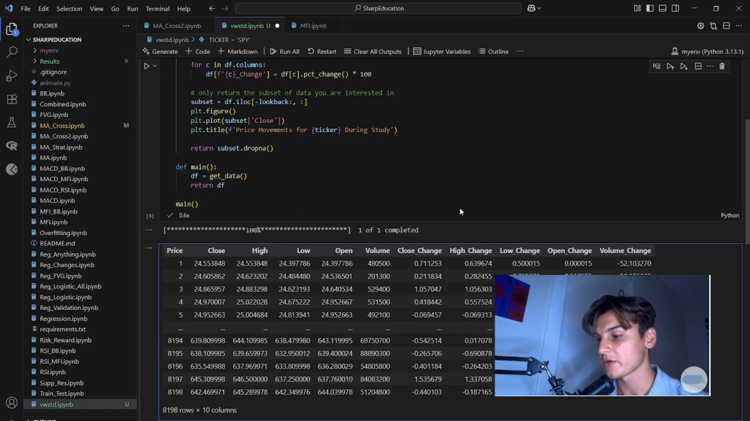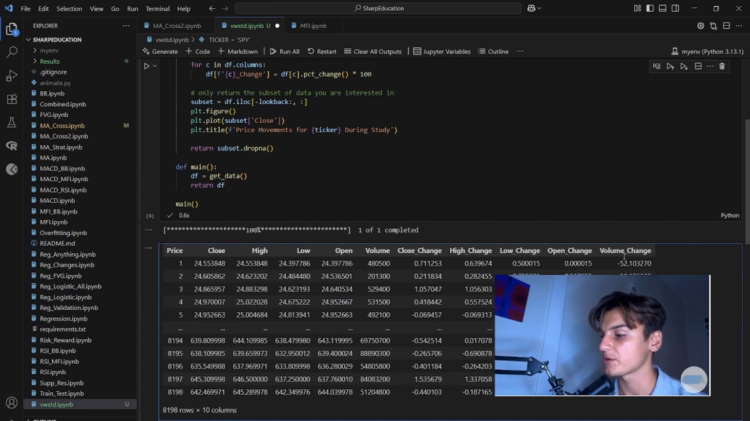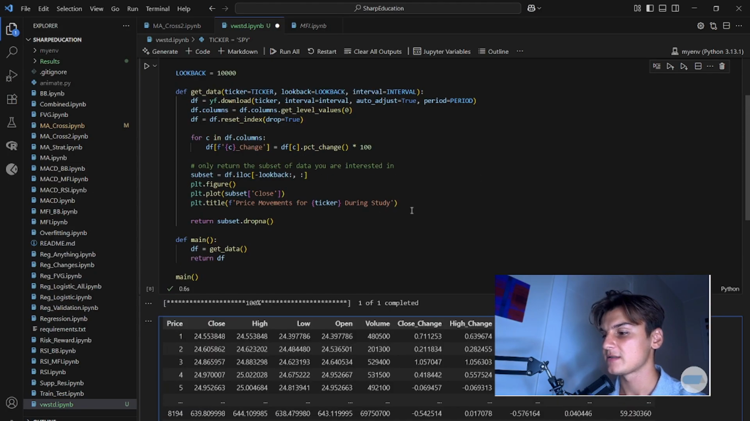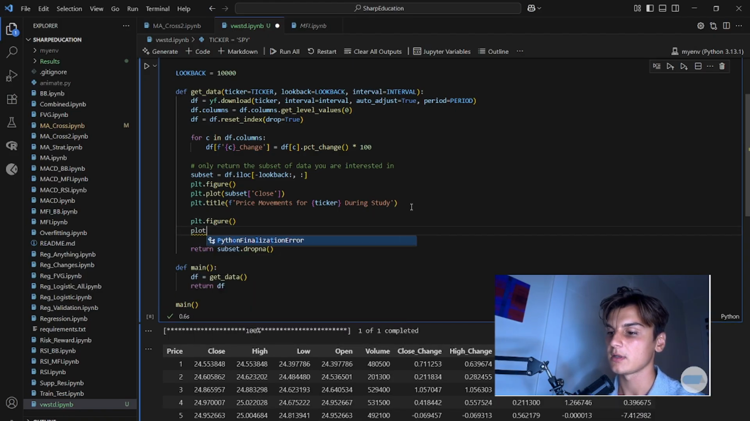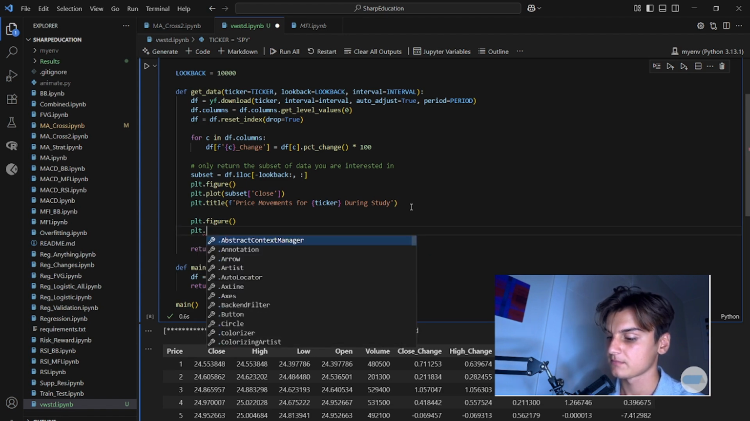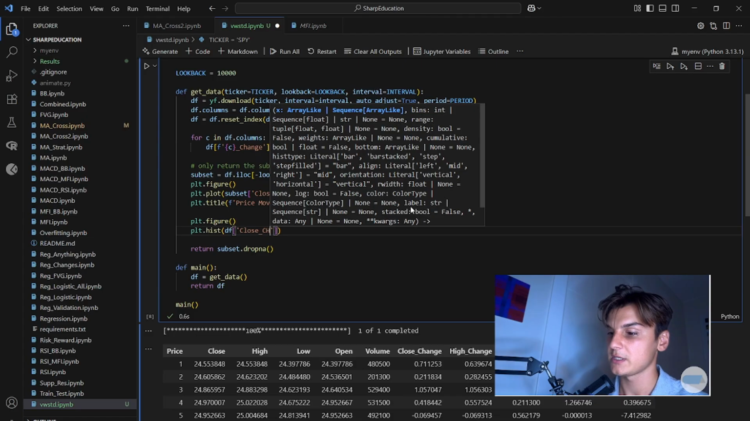Great. So right off the bat, we already have our changes included for each of the columns. And what I'm going to look at today is the close change and volume change distributions. Absolute numbers are bad. They don't provide a lot of information because a $5 change for one asset would mean very little for another and vice versa. So let's take the distribution of both this figure and plot plt.hist, data frame close change.